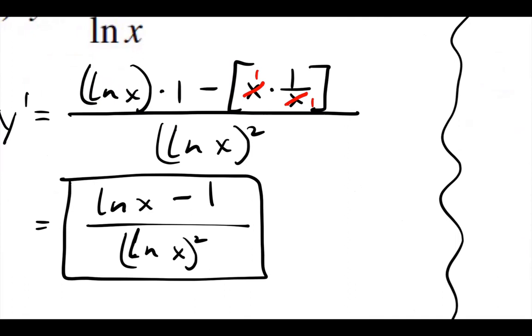So that means that times itself, right? So this really means the natural log of x times itself, right? So good question. Can I cancel one of these guys? The answer is no for this one.